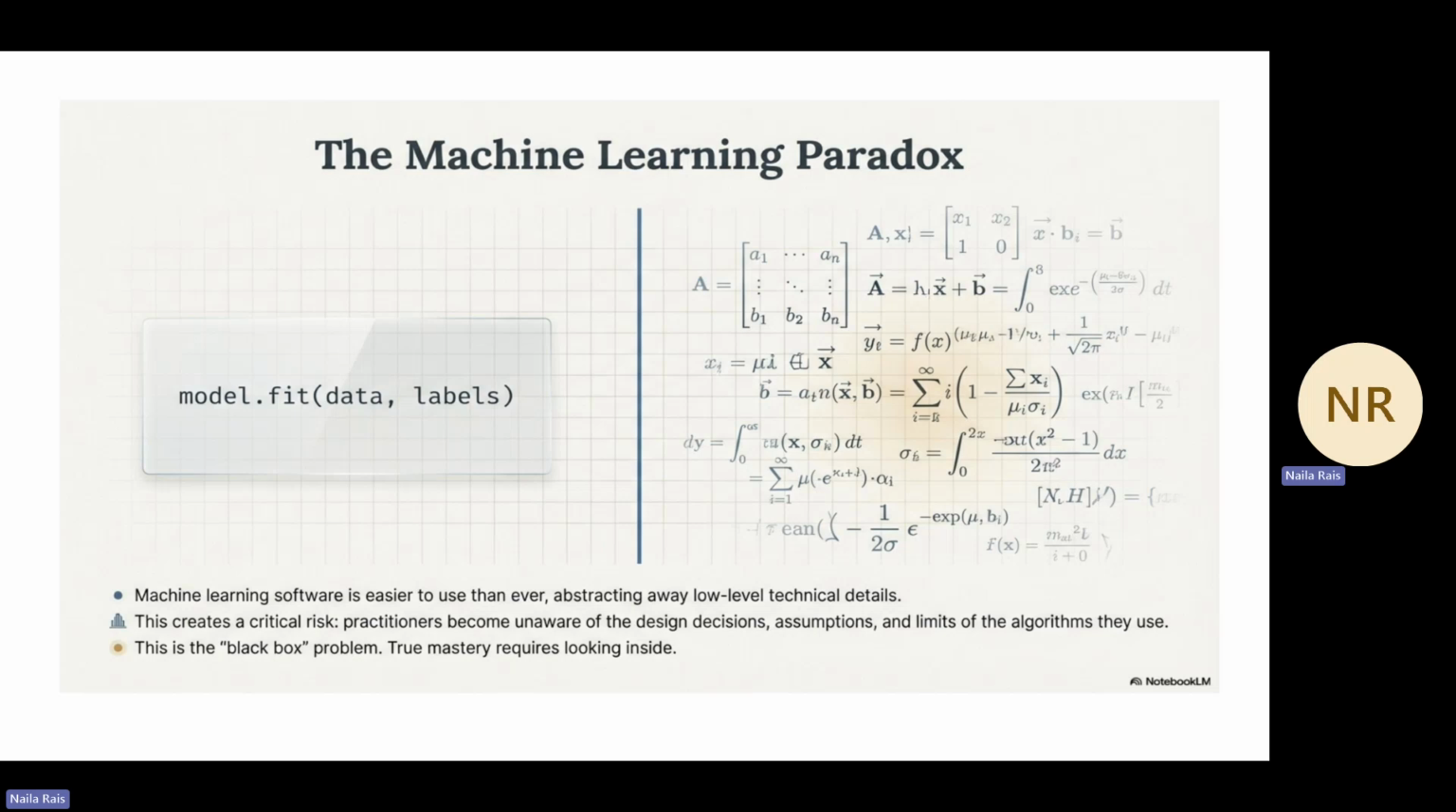The machine learning paradox. Machine learning software is easier to use than ever before, even with low level technical knowledge. This creates a critical risk. Practitioners become unaware of design decisions, assumptions, and limits of the algorithm they use. This is the black box problem. True mastery requires looking inside.